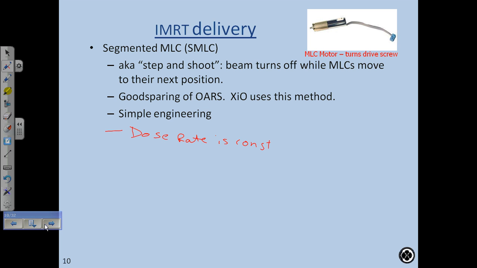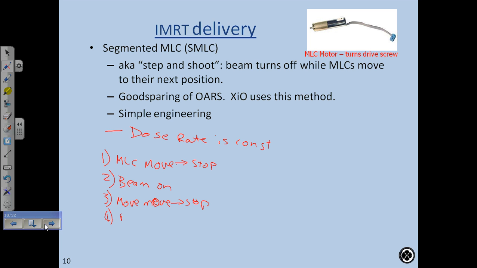So how does this work? Well, step one, the MLCs move to the first position. Step two, the MLCs move, then stop after they get to their position, then beam on. The MLCs move to a new position, stop, and then beam on. Okay, so pretty simple. This happens over and over and over.